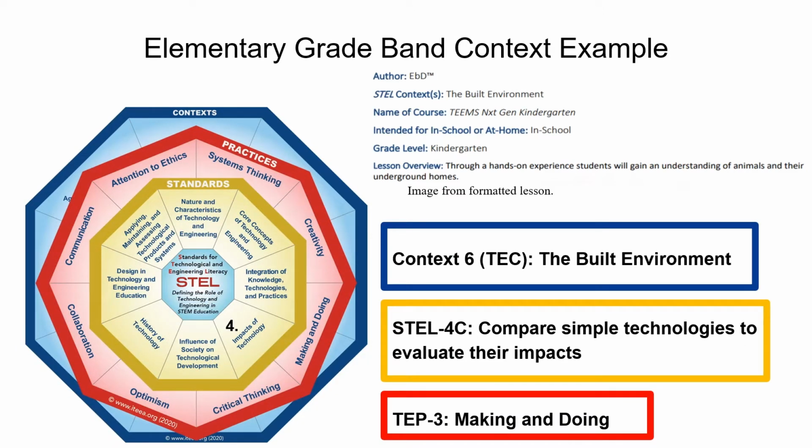A lesson from Teams Next Gen Kindergarten fits with Technology and Engineering Context 6, the built environment. Kindergarten students may apply STEL 4C, compare simple technologies to evaluate their impacts, during a unit where they design and build a habitat for an animal. A foam core model could be designed and built first. The teacher could then ask the class to predict whether the selected animals would use this shelter. Selecting appropriate classroom tools, the students would then construct their habitat.